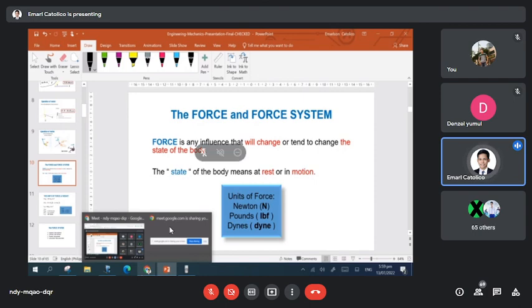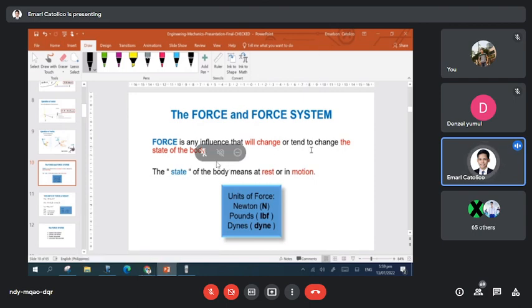So force is any influence that will change or tend to change the state of the body. Like what I said kanina, dalawa lang yung state ng body natin, no? Either at rest or in motion. The unit of force natin kapag SI is Newton, kapag English is pound, kapag metric is dyne. Dyne is the small force.